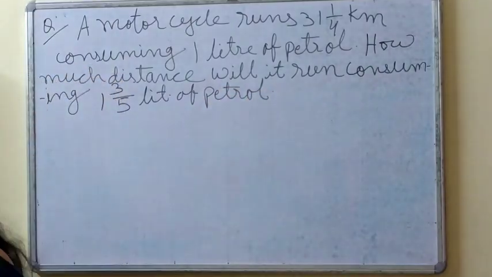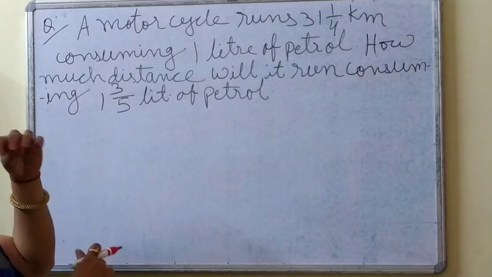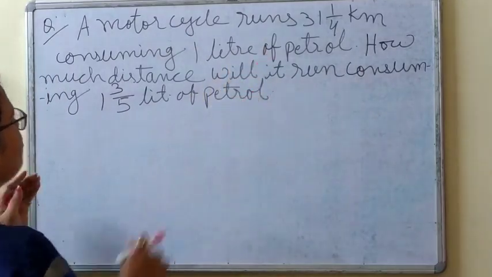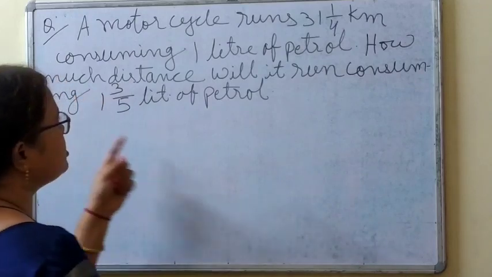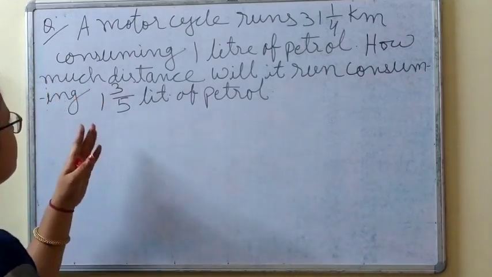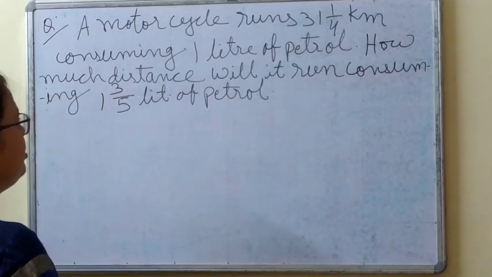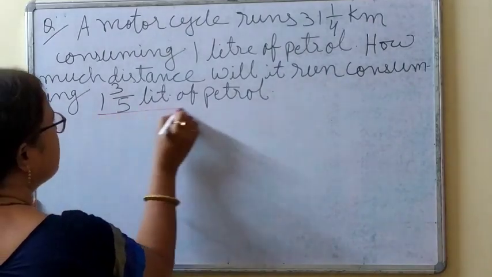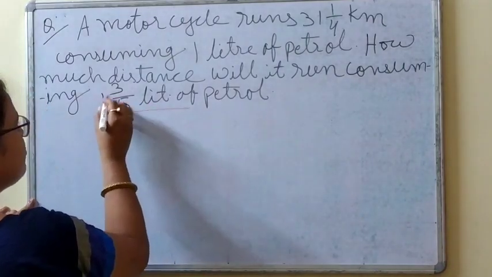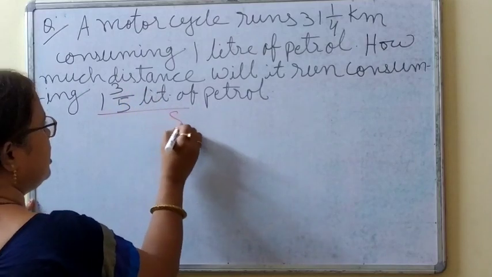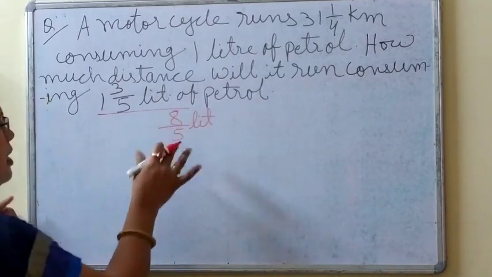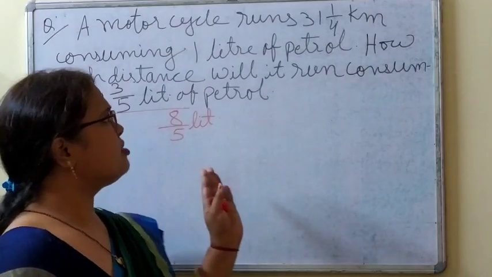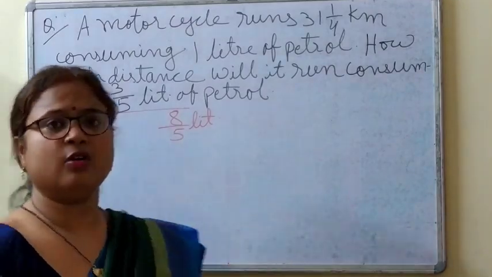Okay. So solve it. A motorcycle runs 31/4 kilometers, consuming 1 liter of petrol. How much distance will it run, consuming 1 3/5 liters of petrol? So 1 3/5 liters of petrol means what? 5 ones are 5, and 3 is 8. So 8/5 liters. Clear? 8/5 liters means what? Is this more than 1 or less than 1?